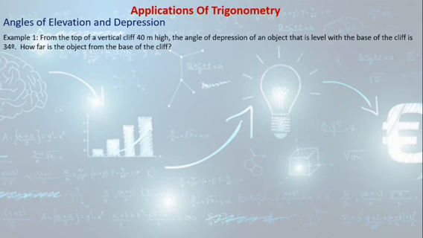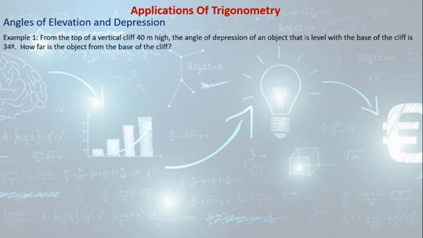In this example, it says that there is a vertical cliff that is 40 meters tall, and perhaps someone is at the top of that cliff, looking down at an object on the floor at an angle of depression of 34 degrees. But it's also important to note that the object is at the same base level as the foot of the cliff. So perhaps both of them are on the floor.